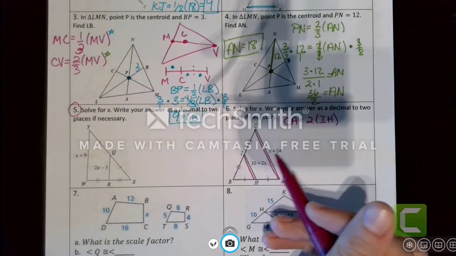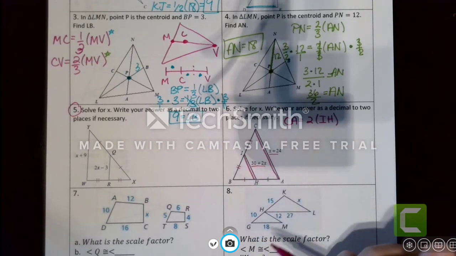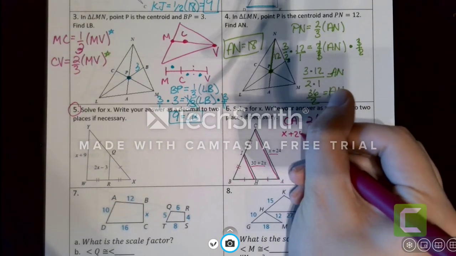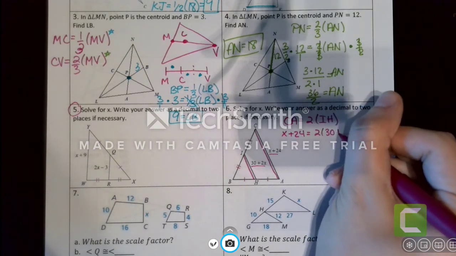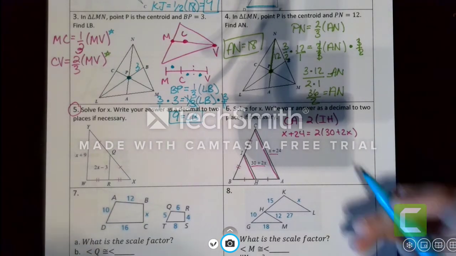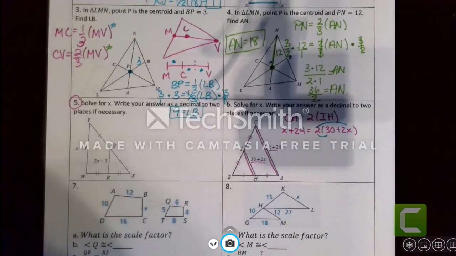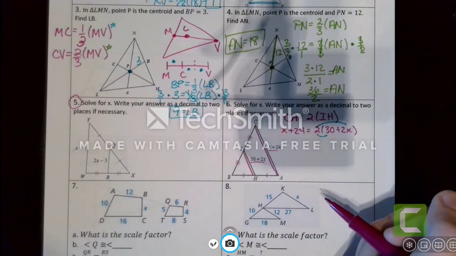Let's substitute in these equations, x plus 24 and 30 plus 2x. X plus 24 is equal to 2 times 30 plus 2x. Now for this problem, we started working with algebra, where we have to distribute first before we can start solving for x, which means we have to do 2 times 30 and 2 times 2x.